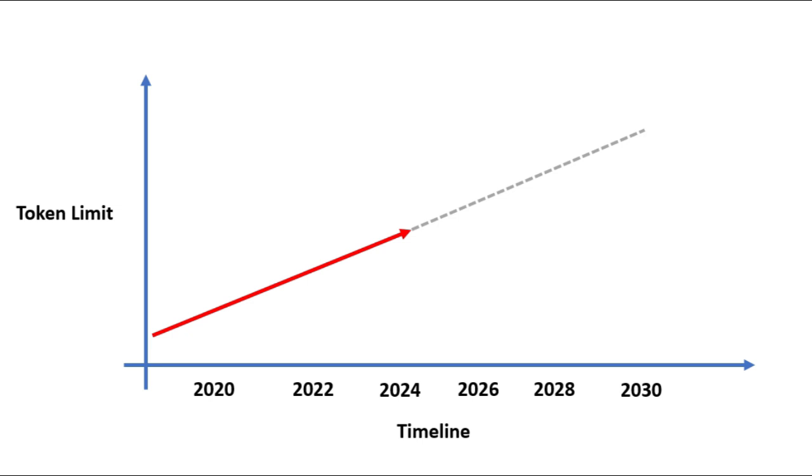Now, as you can see from this chart, token limits in language models have been steadily increasing over the years. For example, earlier models supported just a few thousand tokens, but today models like GPT-4 can handle much larger token limits, enabling more context to be processed in a single query. But as I said, no matter how much these limits grow, there will always be an upper boundary. This limitation is inherent to the architecture of language models.